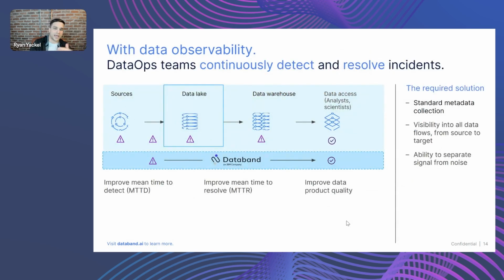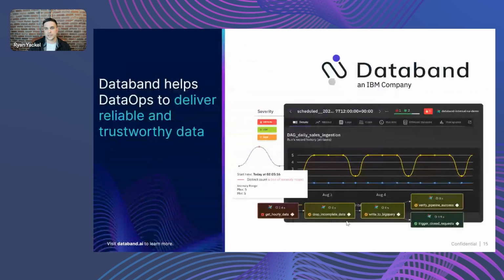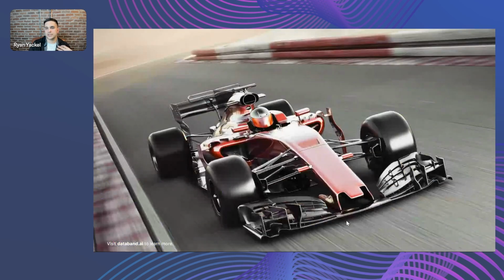So you move from this reactive approach to a continuous detection and resolution of issues, by being able to notify on issues in real time, collecting standard metadata and getting visibility into all of the data, either in motion or at rest, so that in the end you're able to detect earlier, resolve faster, and deliver trustworthy data to your business. And that's really where Databand comes in. That's what we're going to be talking about today, and how this helps you deliver reliable and more trusted data with a continuous approach.